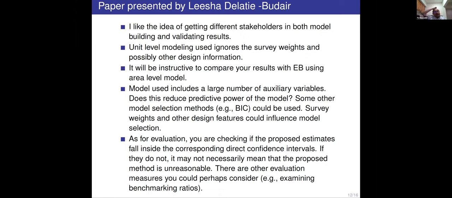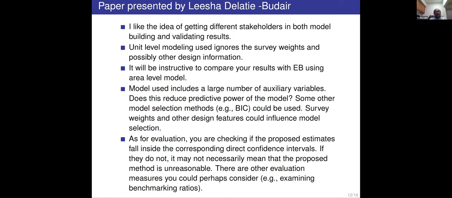Now, the paper presented by Lisha Dilati-Bodair. I like the idea of getting different stakeholders involved in both model building and validation of results. This is very important to get ideas from different people. And unit level modeling was used, and it again ignored survey weights and possibly other design information, if I can understand the method correctly. It would be instructive to compare your results with EB using area level models.